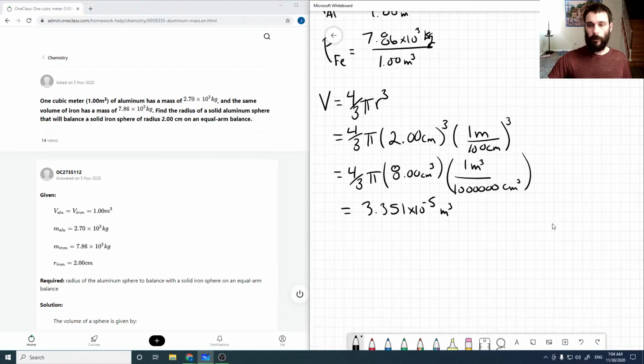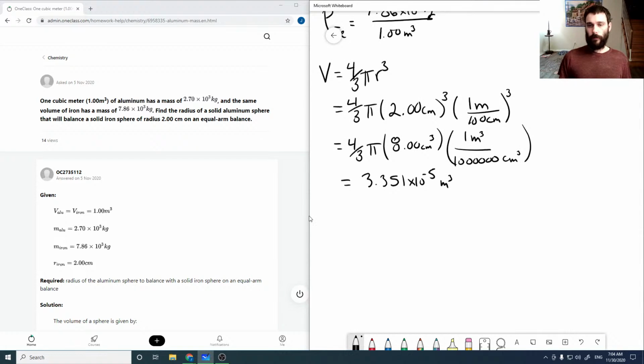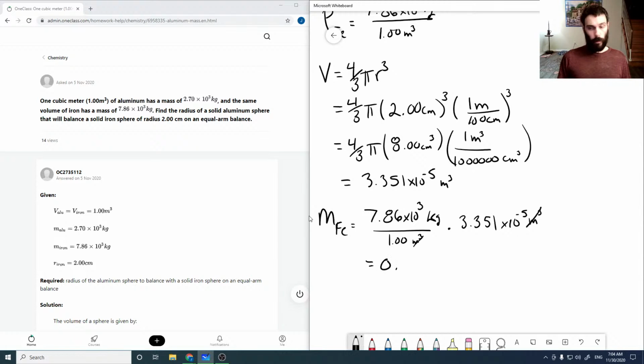Using our density above, we can get a mass. So our mass of iron is this, our density factor, which we're given in the question, times this volume. And so you can see that the meters cubed cancel, giving us kilograms. So 0.26339 kilograms. Now this must equal our aluminum mass for it to balance. So our mass of aluminum is also this number.